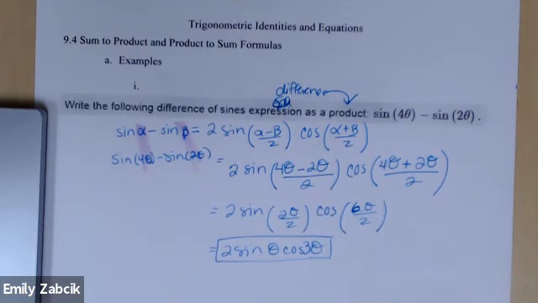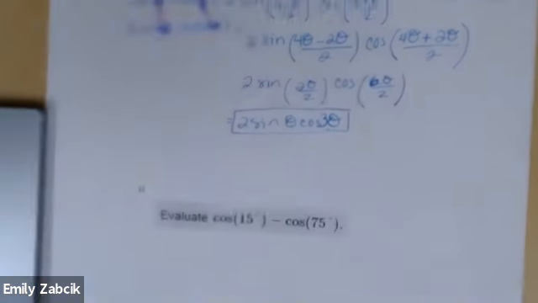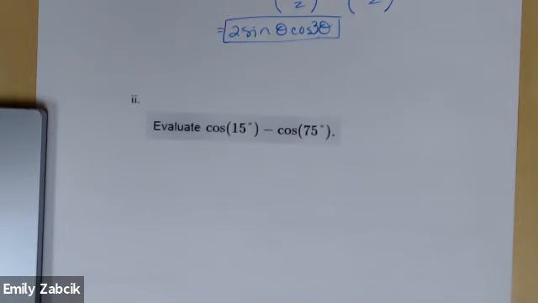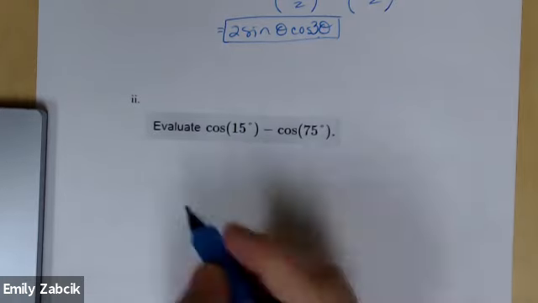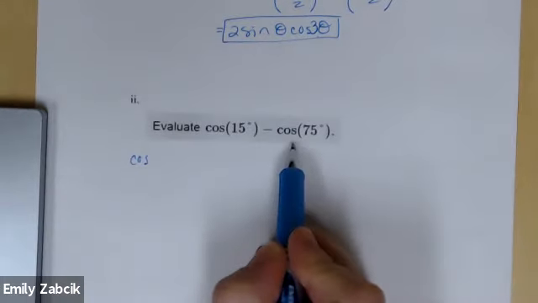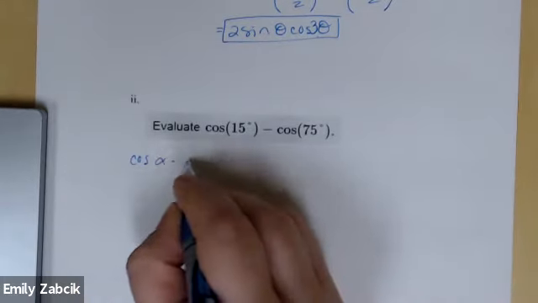Okay, next one says evaluate. So this one's going to be a little bit different than the previous example. It says to evaluate cosine of 15 minus cosine of 75. And so what I want to do is take my formula. We're going to be doing subtractions of cosine. I'm going to write it correctly this time.